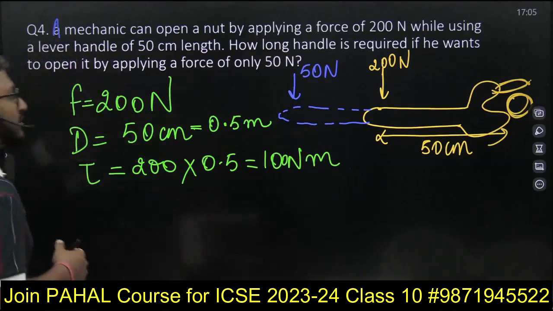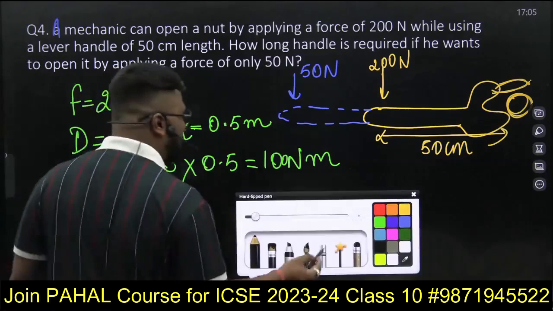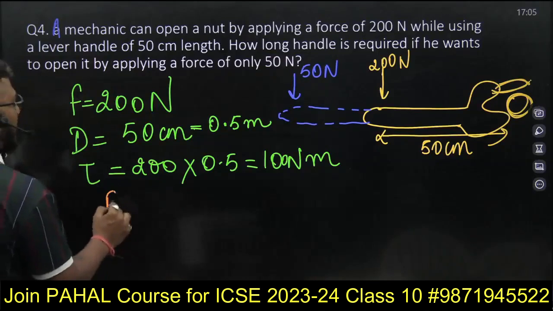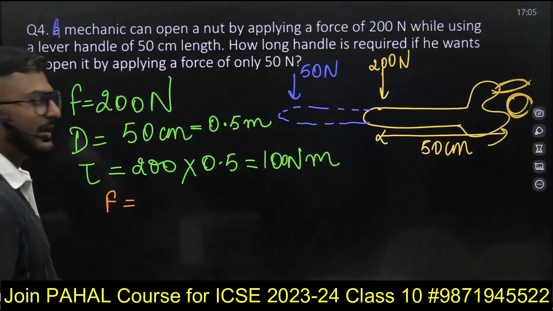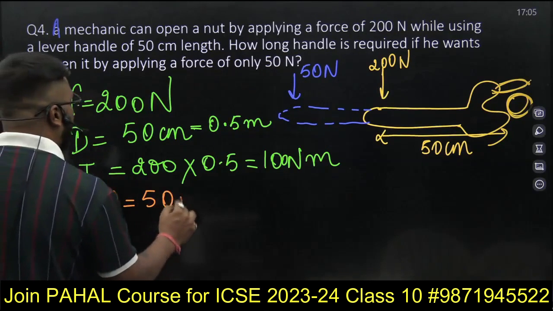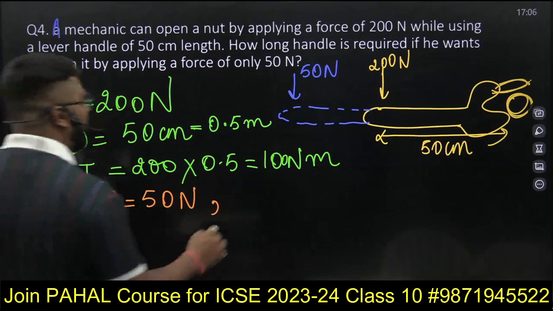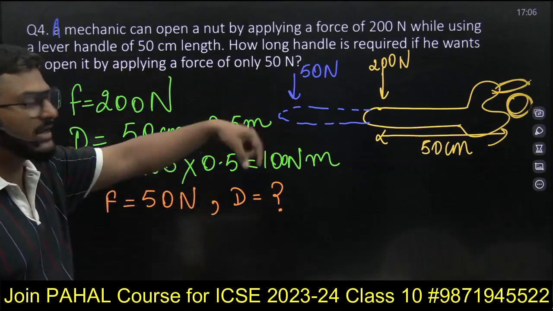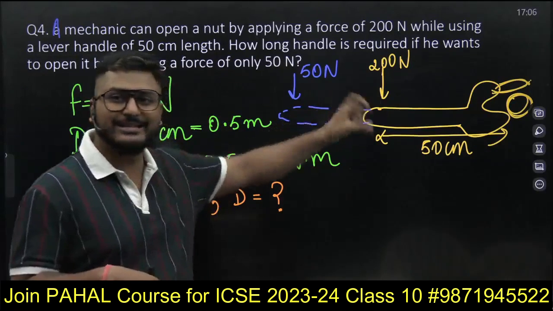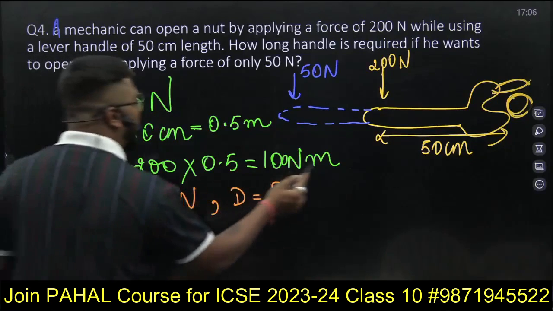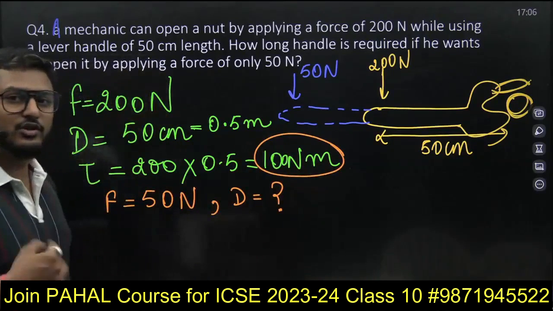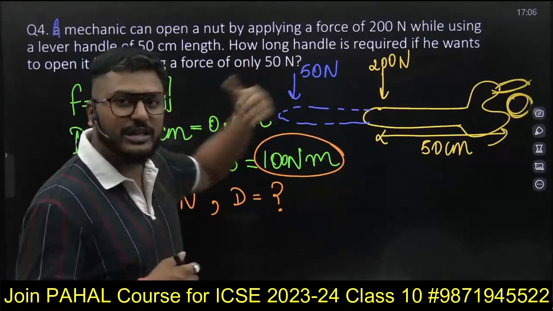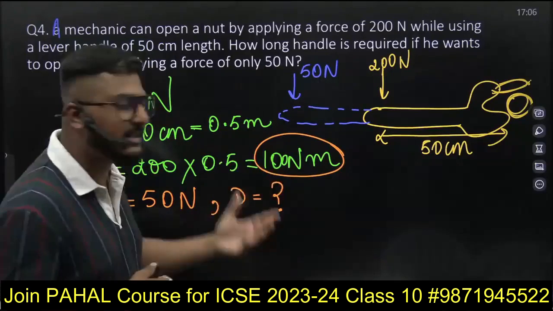So now in the second situation, the force that we want to apply now is only 50 Newtons, right? So now they are asking us to find the distance, that is, to find D when the same nut is to be opened. Now this nut gets open when we apply a torque of 100 Newton meter. So that means this is the same case. We are just increasing the length of this lever. So the same torque would be required in the second case also.